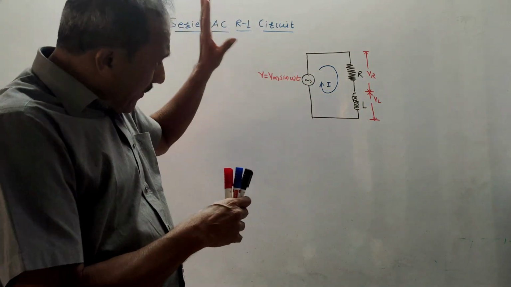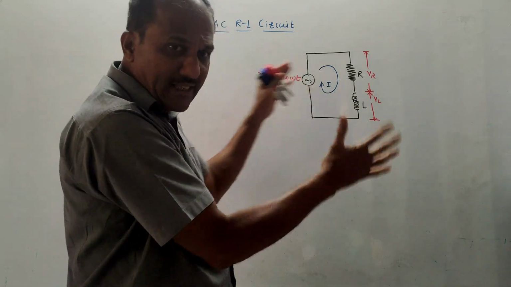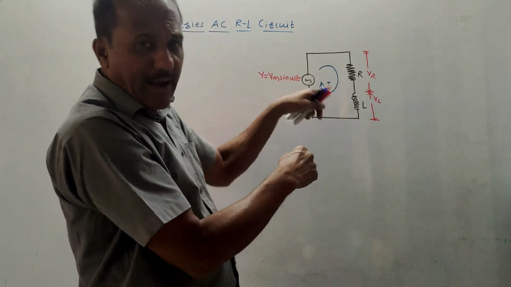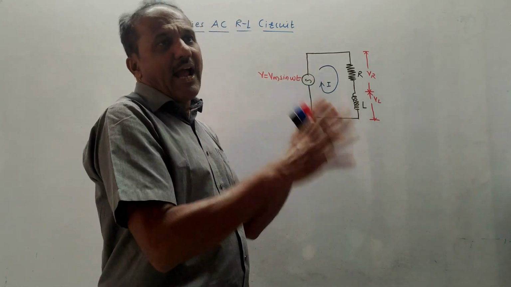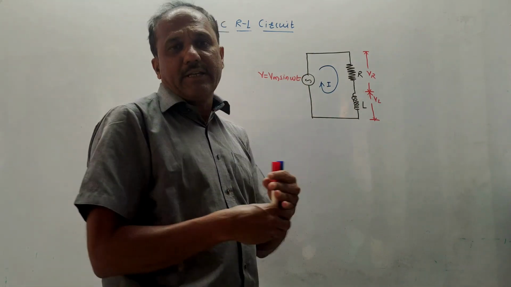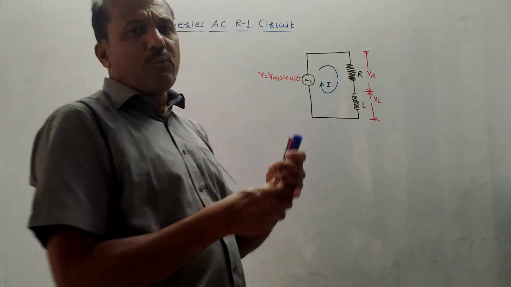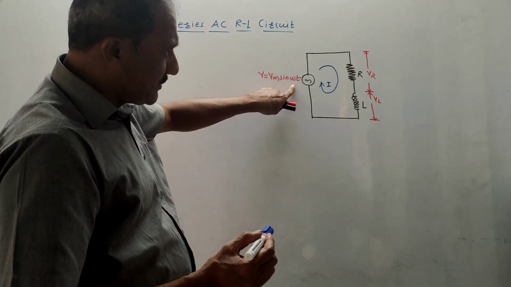Now, I will tell you a simple technique to draw the phasor diagram of any circuit. Presently, I will teach you how to draw the phasor diagram of this series RL circuit, and we will also derive the expression for power developed in this circuit, as well as solve a few numericals. As shown in this figure, supply voltage is Vm sin omega t.